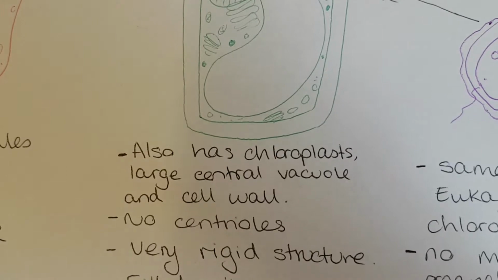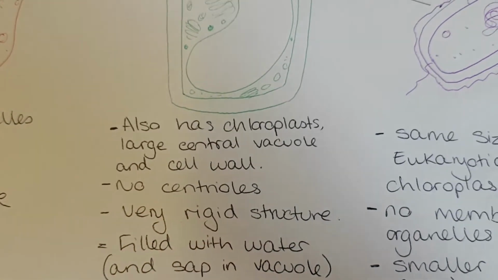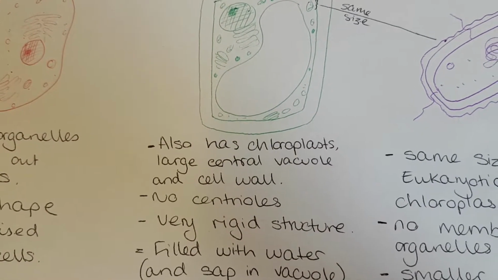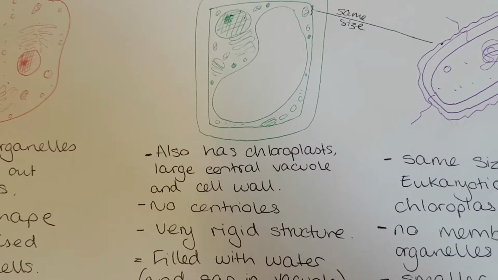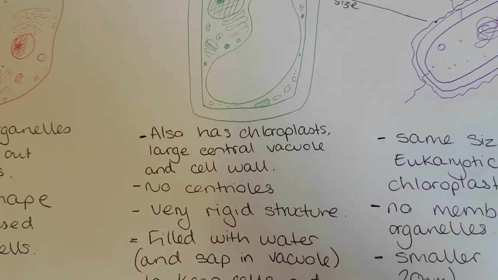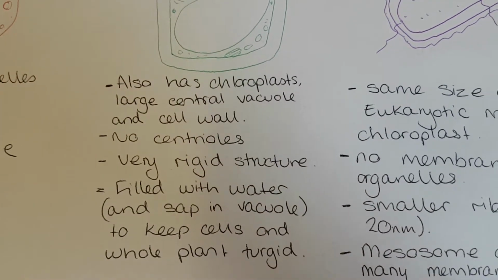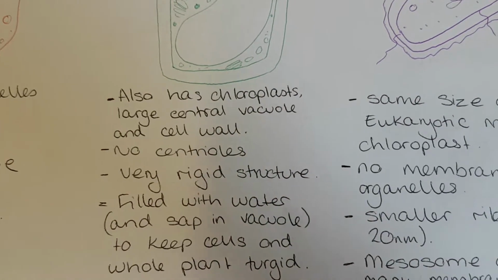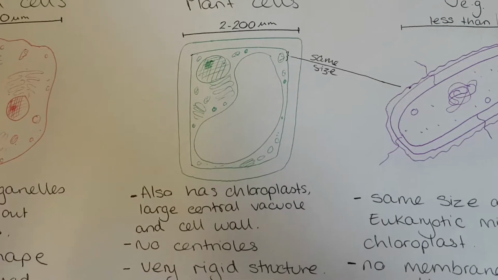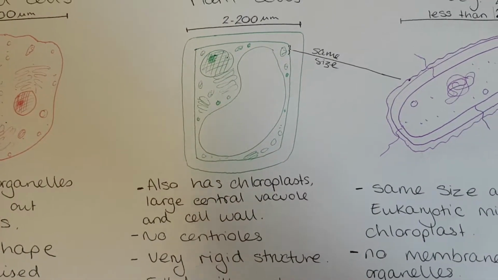So they have those three extra organelles, but they also don't have any centrioles, which is a bit confusing because centrioles are really important in cell division, and no one's quite sure how they control their cell division without centrioles, so that's quite interesting. So it's quite rigid, and it's filled with water to help keep the whole plant turgid. That's the word we use to describe when they're full of water and supporting their cells, supporting their stem, they are turgid. The opposite of this, when they haven't got enough water, is flaccid.